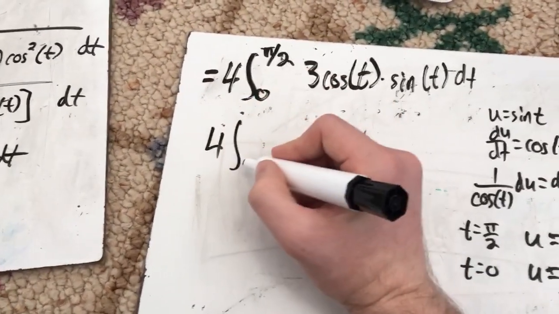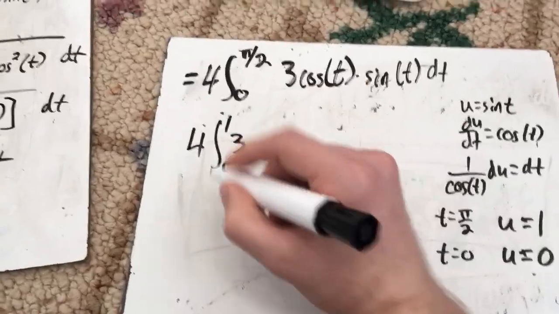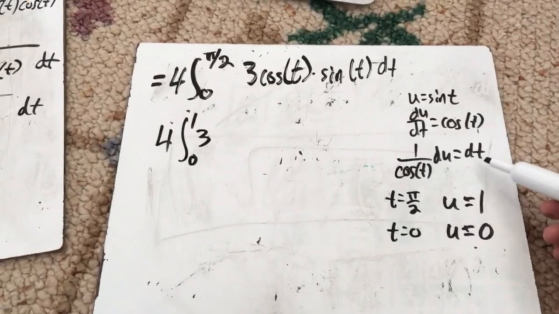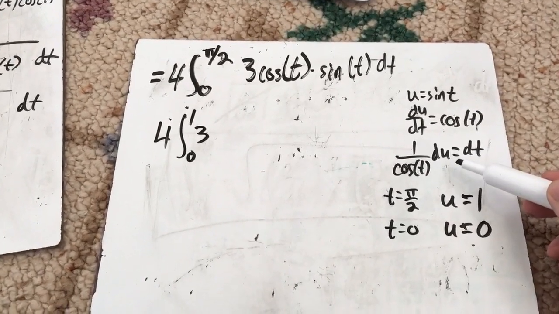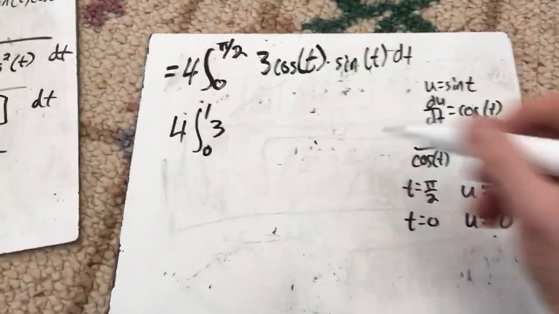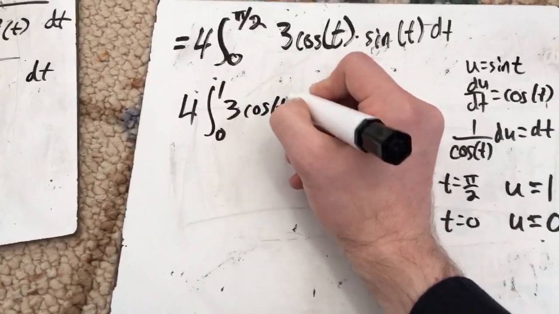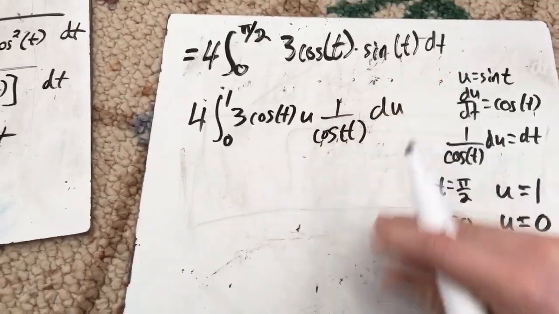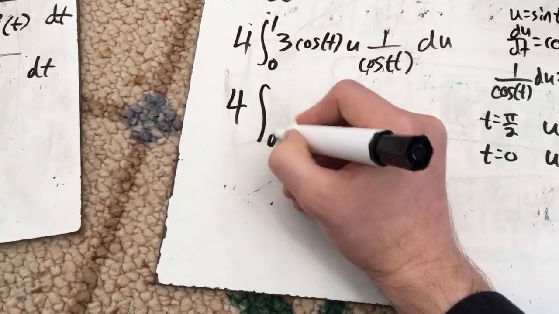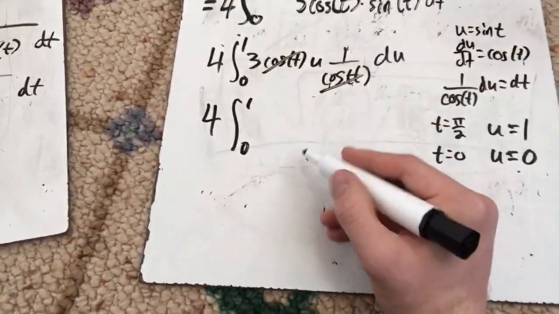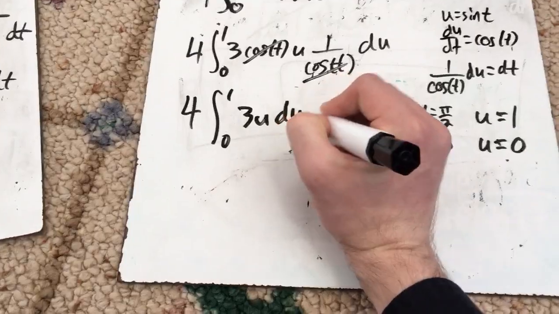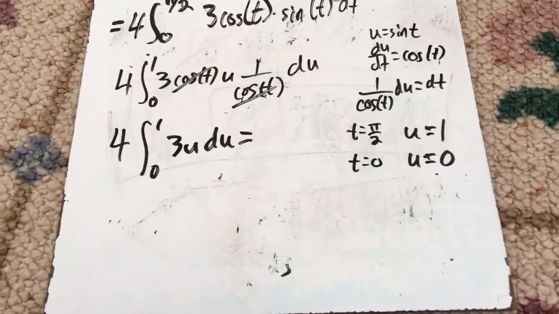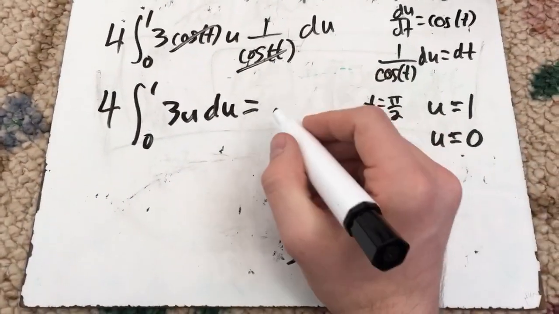So this would be the integral from 0 to 1 of 3 sine, which is u, dt is 1 over cosine of t du. So that's going to be cosine of t times u, dt is 1 over cosine of t du. This is going to be 4 times the integral from 0 to 1. Our cosines will cancel out, and we have 3u du. If you don't want to do all that u substitution, you can handle most of that in your head probably, if you would like. And then we take the integral of that.